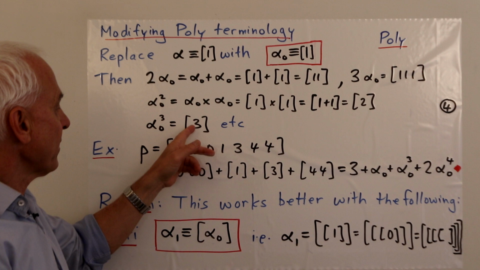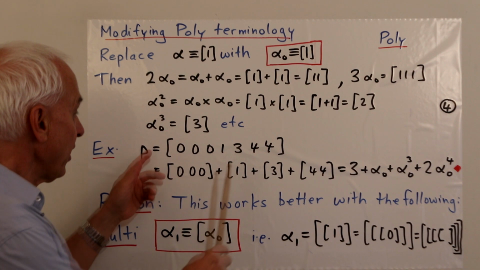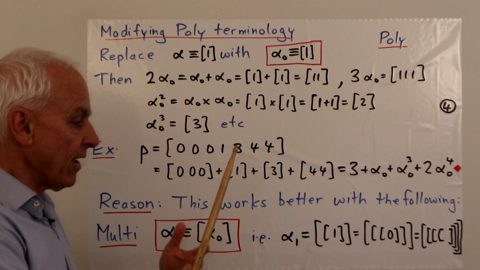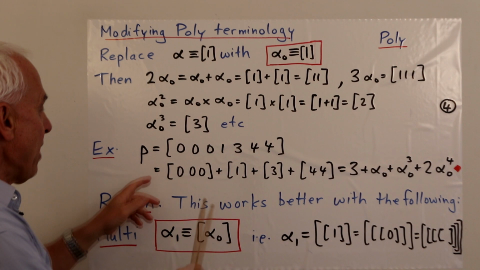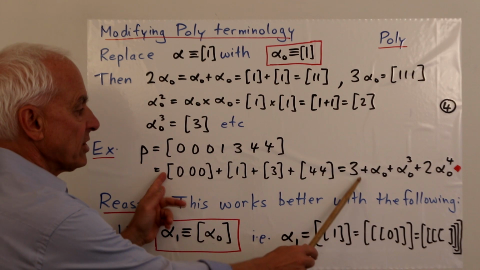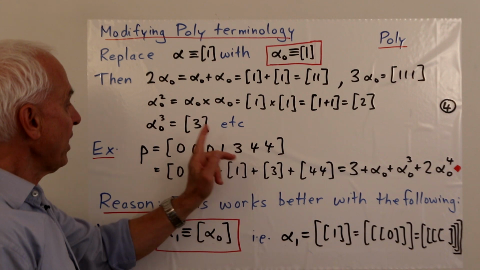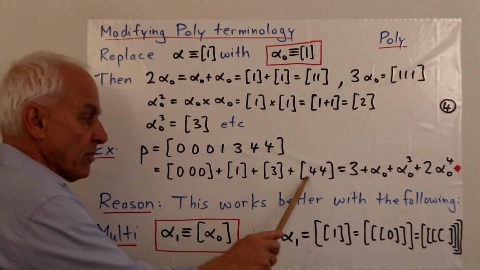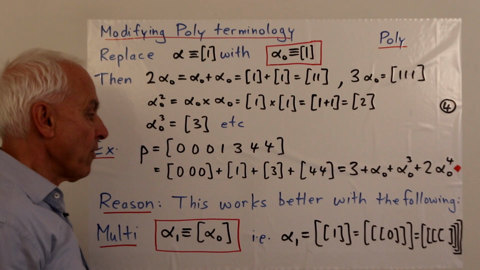So now when we have a general poly number like this thing here, mset 0, 0, 0, 1, 3, 4, 4, we can write that as a more usual polynomial in alpha 0, by first of all decomposing this into its various types. So 0, 0, 0 is one mset, mset 1, mset 3, mset 4, 4. And then we recognize this thing here is just the number 3. This is what we're calling alpha 0. This thing here, this single 3, that was alpha 0 cubed. A single 4 would be alpha 0 to the 4th, and there's two of them here. So in the same way here, we get 2 alpha 0 to the 4th.